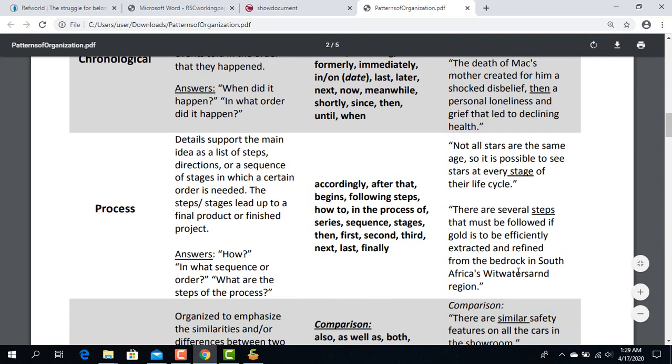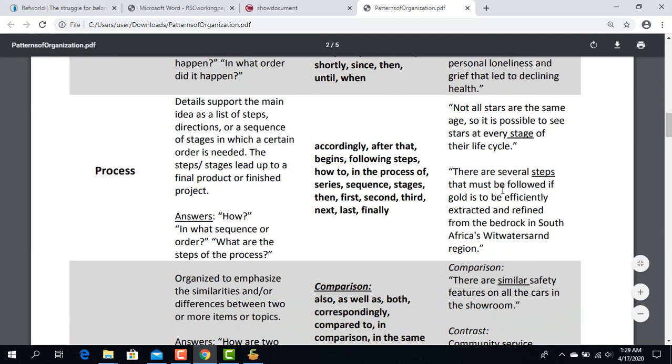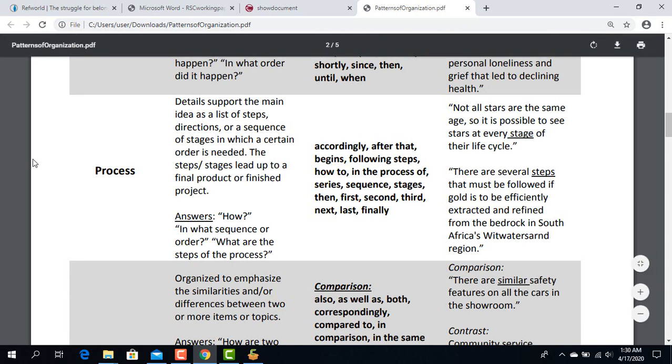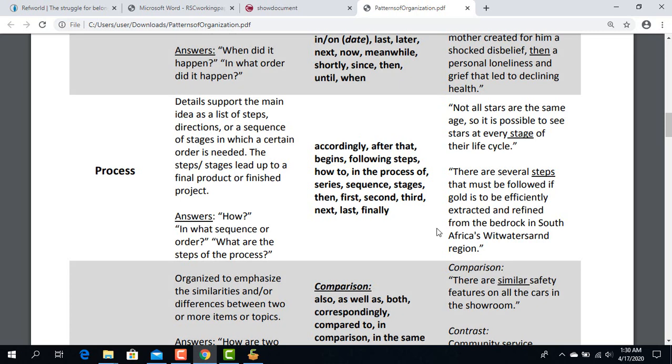Example: there are several steps that must be followed if gold is to be efficiently extracted and refined from the bedrock in South Africa. So there are several steps. Maybe sometimes when you're preparing a certain recipe, this is also a process pattern. If you're going to discuss them in a paragraph, this is also a process pattern.